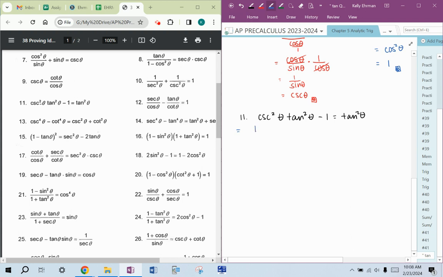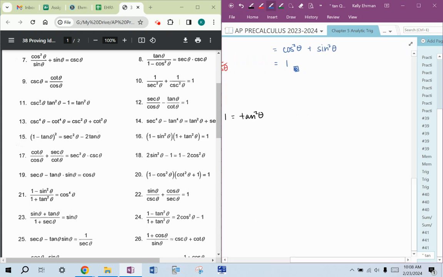So I'm going to begin by making this 1 over sine squared theta times tangent squared is sine squared theta over cosine squared theta minus 1. Changing to sines and cosines should allow you to cancel some things out. So sine squareds cancel. 1 over cosine squared is secant squared theta minus 1. And this is one of our rearranged Pythagorean identities solved for tangent squared theta. So that's it for number 11.